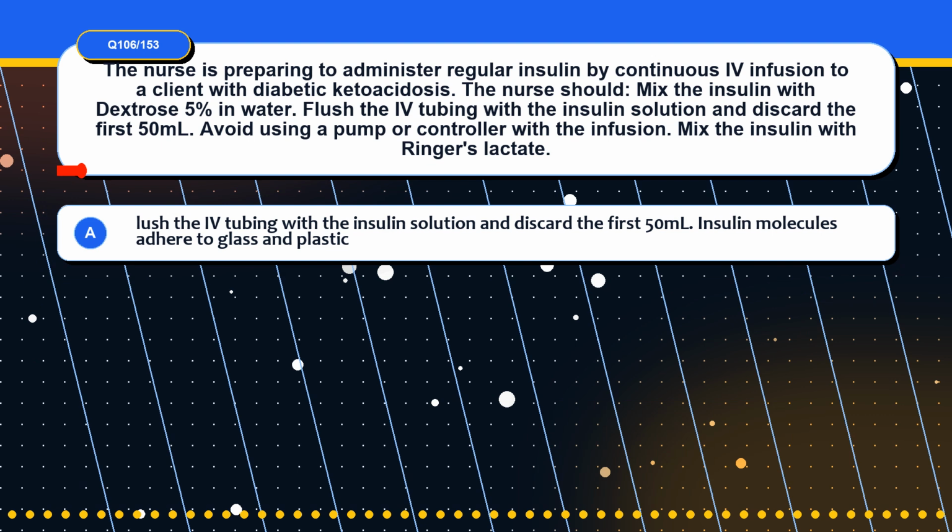Question 106. The nurse is preparing to administer regular insulin by continuous IV infusion to a client with diabetic ketoacidosis. The nurse should mix the insulin with dextrose 5% in water. Flush the IV tubing with the insulin solution and discard the first 50 ml. Avoid using a pump or controller with the infusion. Mix the insulin with Ringer's lactate. Here are the options. Option A. Flush the IV tubing with the insulin solution and discard the first 50 ml. Insulin molecules adhere to glass and plastic.